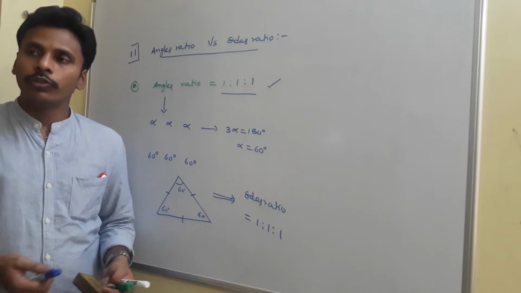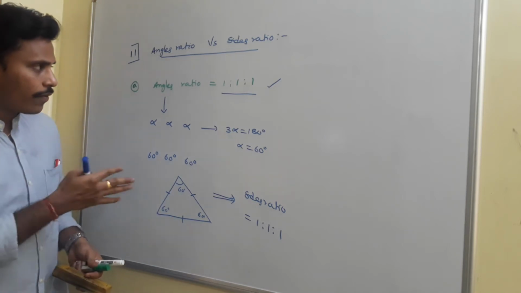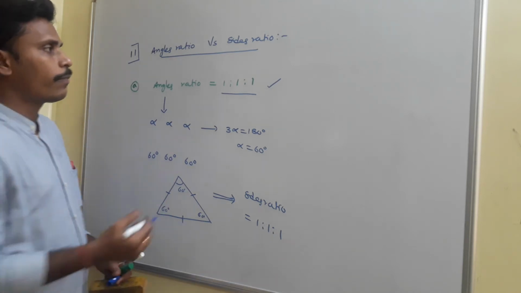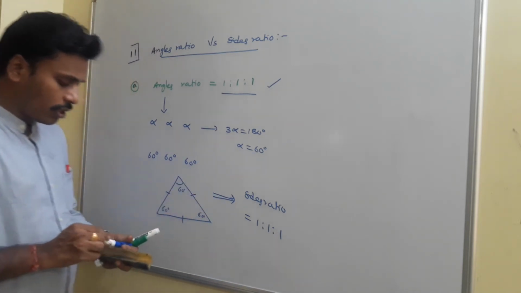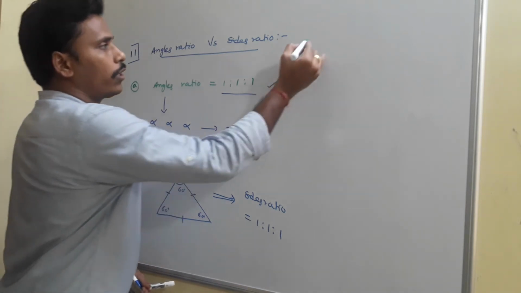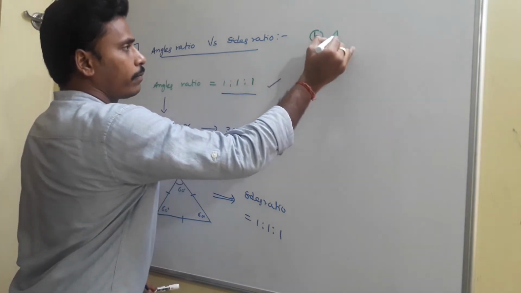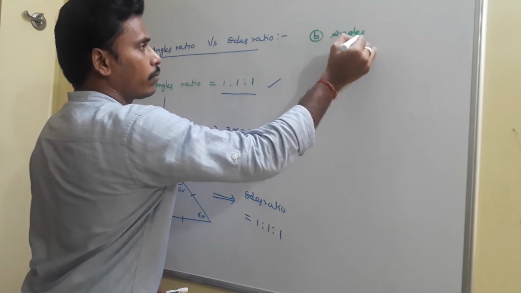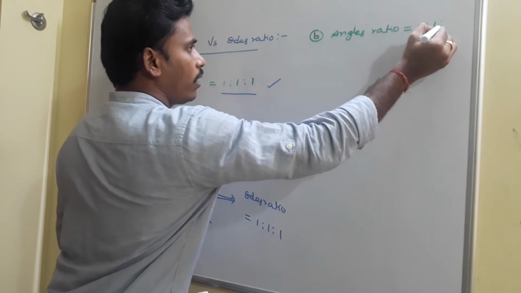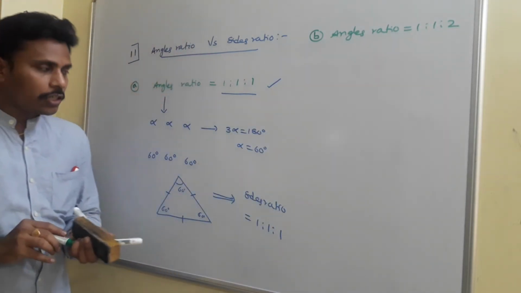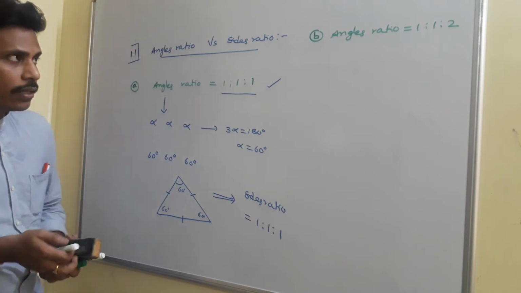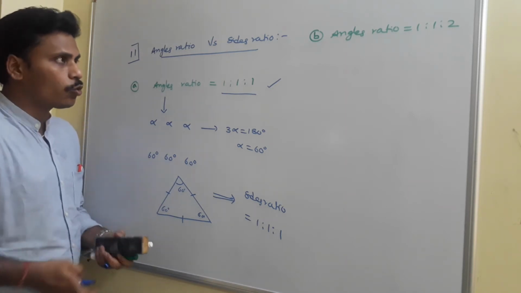As per the problem, you move further. Just have a look at this. If the angles ratio is 1:1:1, that is the first case. And the second thing I am going to discuss is, if the angles ratio in a triangle is 1:1:2, then what do you say about the sides ratio of that particular triangle? Look at that. Angles ratio is 1:1:2.